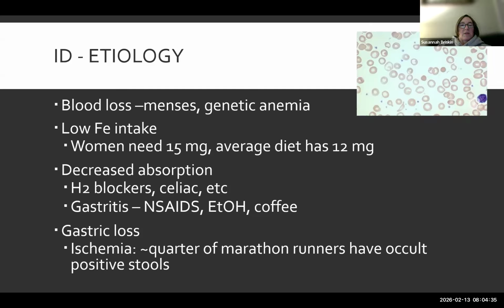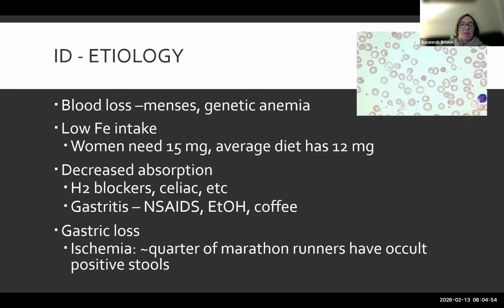And that's the other thing. Sometimes if I have somebody on iron and their levels aren't going up, we look for a cause for why they aren't absorbing it, besides just taking it at the wrong time, or taking it with things they shouldn't be taking it with. Sometimes we'll do a little bit of absorption workup.